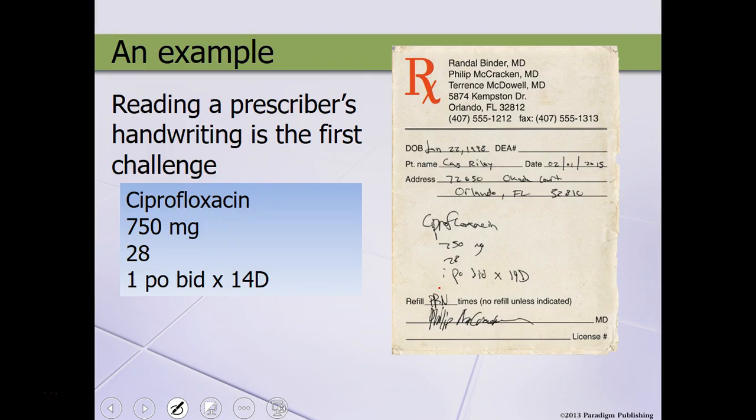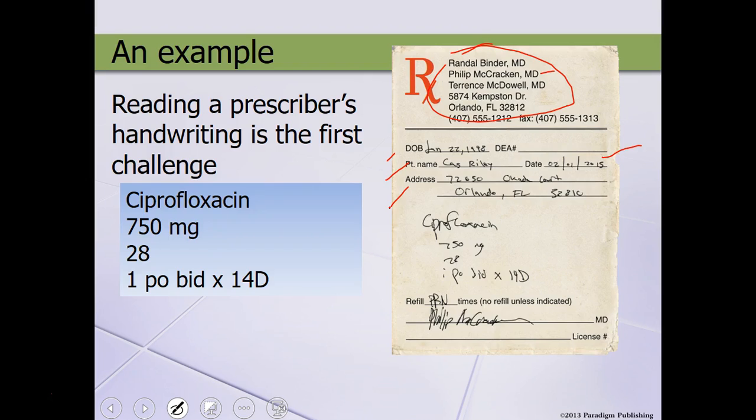Reading the prescriber's handwriting might be a challenge at first, but with experience and your knowledge of pharmacology, it gets a little bit better. So again, let's review this prescription. We've got prescriber information. However, they should identify which doctor it is just in case we can't read their handwriting. McCracken, McDowell, not sure. Randall, Phillip. I would say this is Phillip McCracken. So the date the prescription was written, our patient's date of birth, their name, and their contact information.